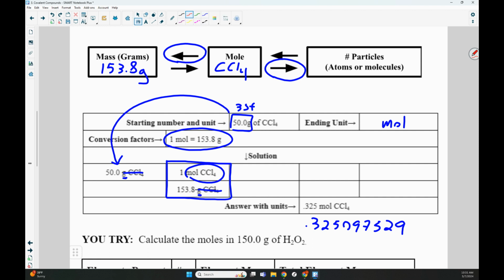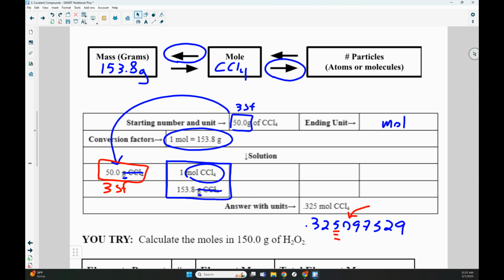And of course, I need to round that. Since my starting number in unit right here had 3 significant figures, I'm going to round my answer to 3 significant figures. So I'm going to round this 5 right here. I look at the next digit over, and it tells me to round the 5 down. And I get 0.325 moles of carbon tetrachloride. So 50 grams of carbon tetrafluoride is equal to 0.325 moles, is what we just figured out.